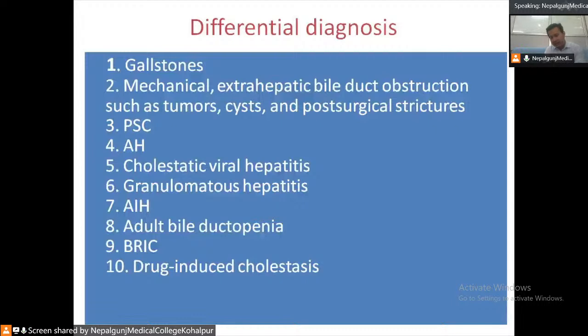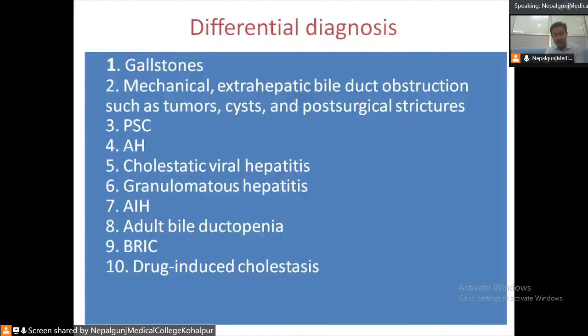Other condition is BRIC, benign recurrent intrahepatic cholestasis. This is a genetic disease; benign recurrent means the patient has episodes of cholestasis, with jaundice and raised alkaline phosphatase, and they subside by themselves. And there are drug causes. There are many drugs like ciprofloxacin, tazobactam, erythromycin, steroids. They also cause cholestatic jaundice or cholestatic hepatitis. So these are the common differential diagnoses.